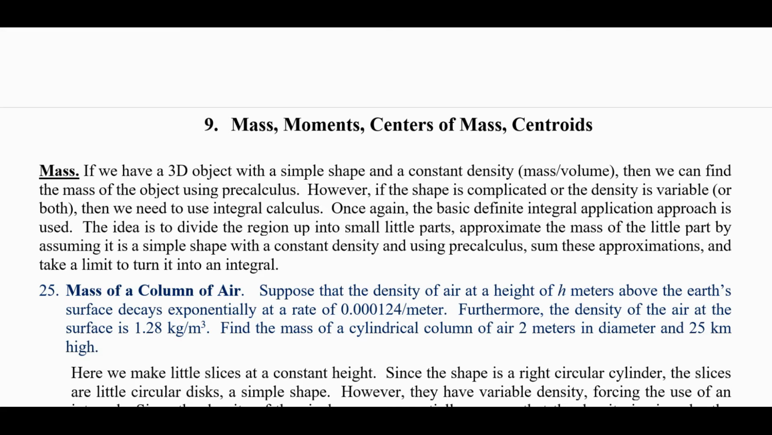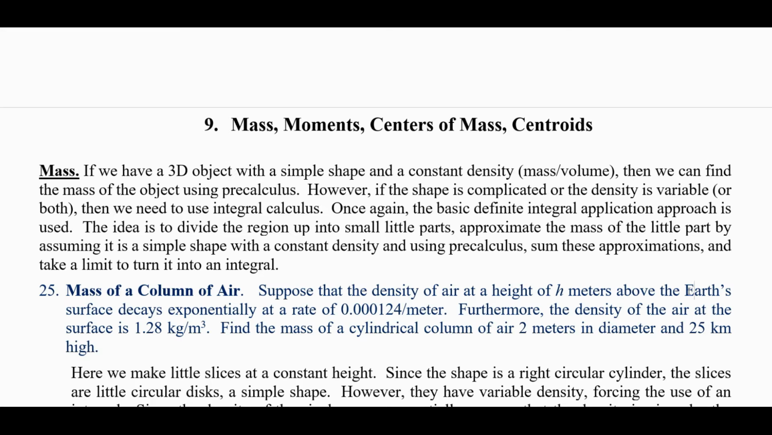So let's look at this example. Let's find the mass of a column of air. Suppose the density of air at height h meters above the Earth's surface decays exponentially at a rate of 0.000124 per meter. Furthermore, the density of the air at the surface is 1.28 kilograms per meter cubed. Find the mass of a cylindrical column of air 2 meters in diameter and 25 kilometers high.